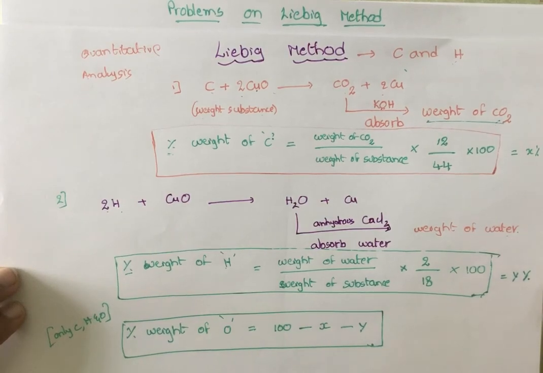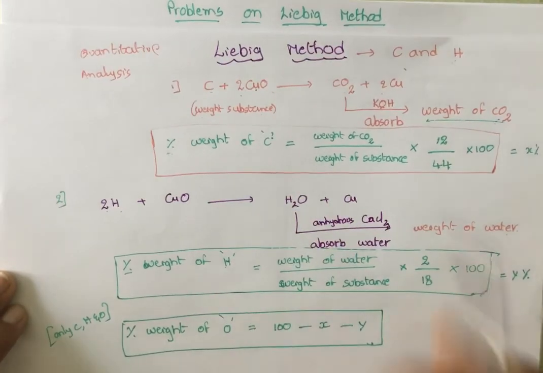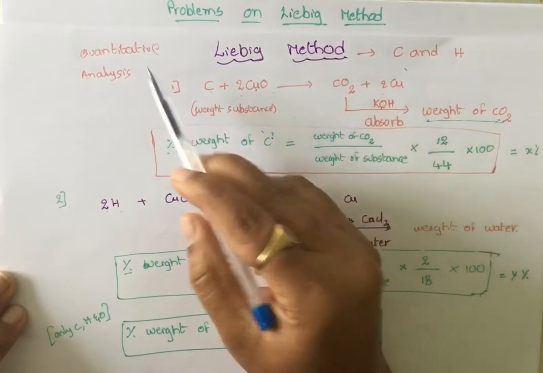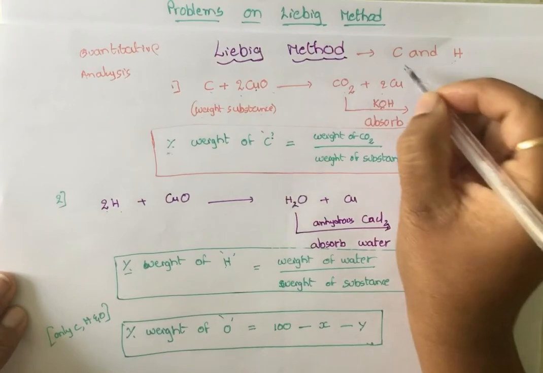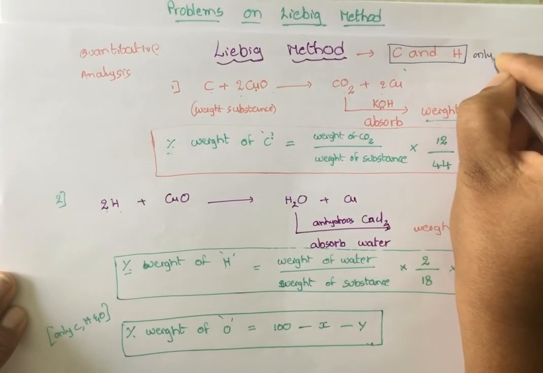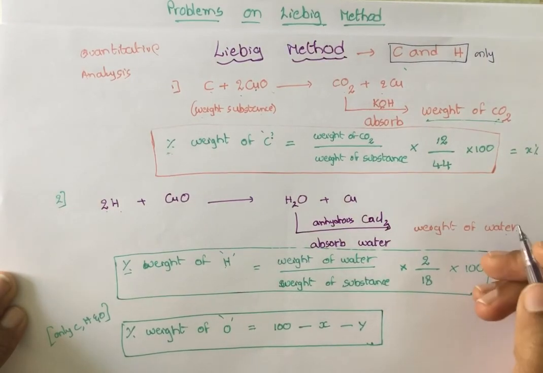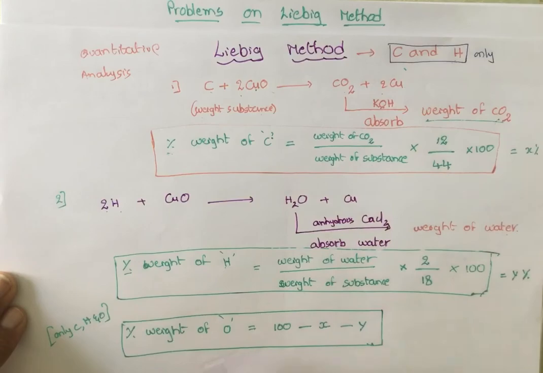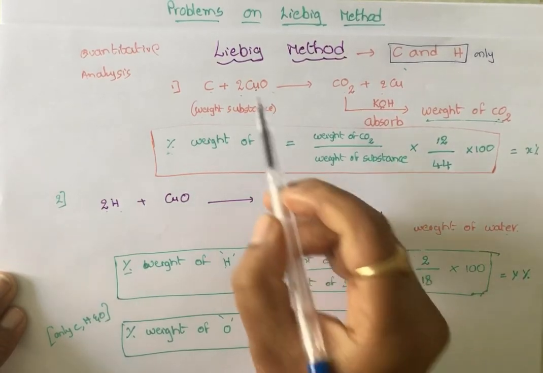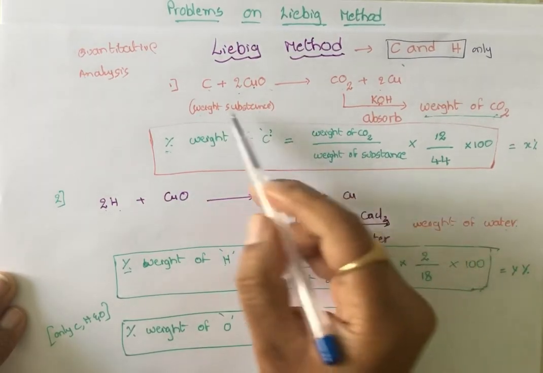Let us discuss how to do problems on Liebig's method. Liebig's method is mainly a quantitative method which we use to determine carbon and hydrogen only. And if they didn't give any other elements, then we can find even oxygen also simply by using this formula. I will tell you that. How can we do problems on Liebig's method before discussing an example?